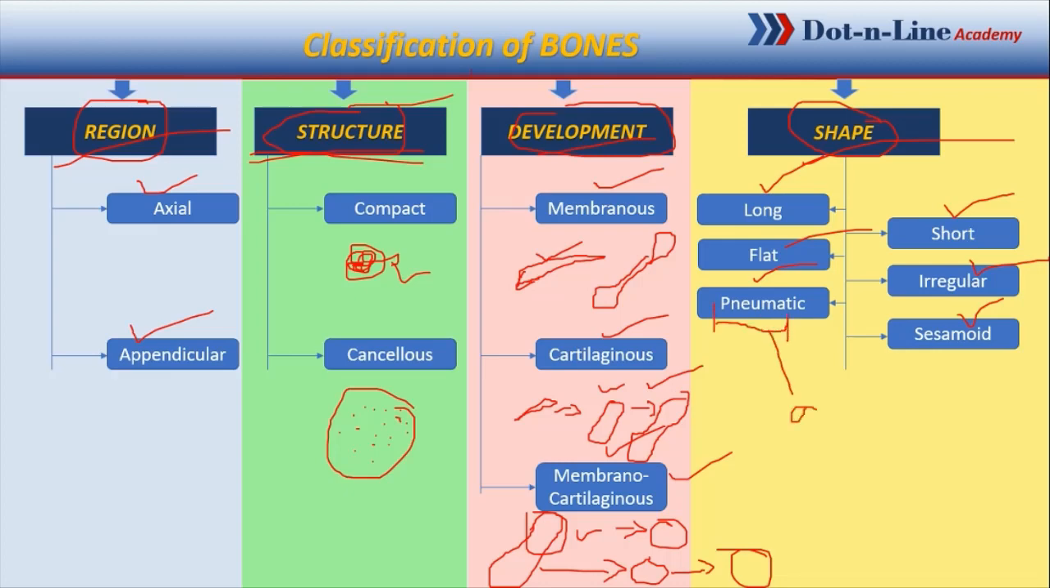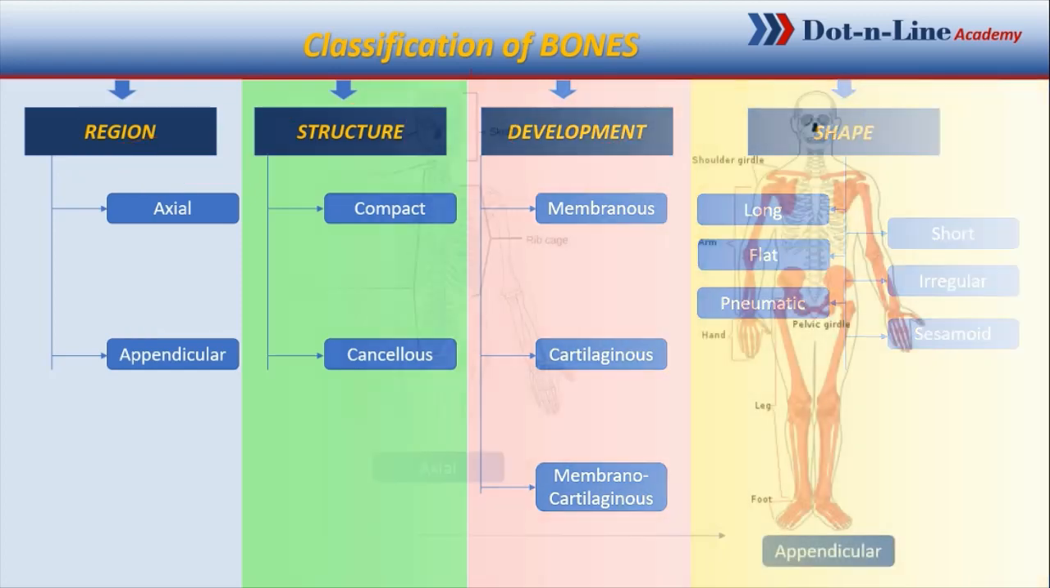Pneuma means air. The bones which will be hollow from inside and will carry air inside them will be pneumatic bones. There are some bones which have air in them, so there is a significance of those bones. I will tell you in the forthcoming part. Sesamoid bones are the extra bones that develop in our body. Okay, the extra bones that ossify in our body are sesamoid bones.